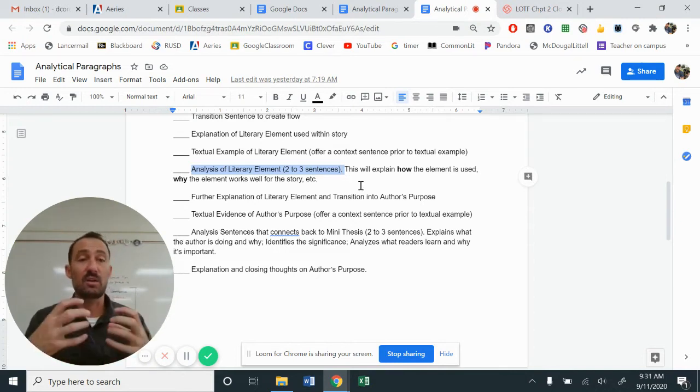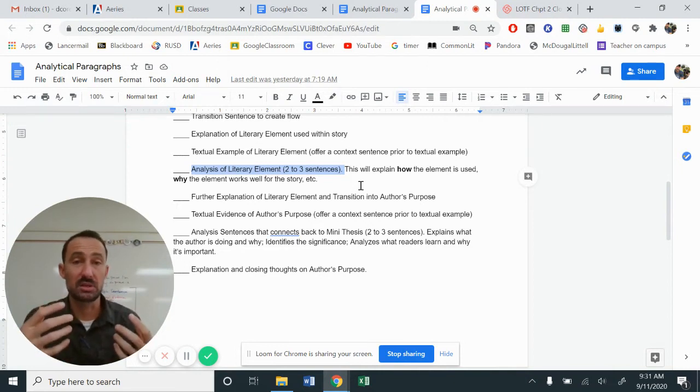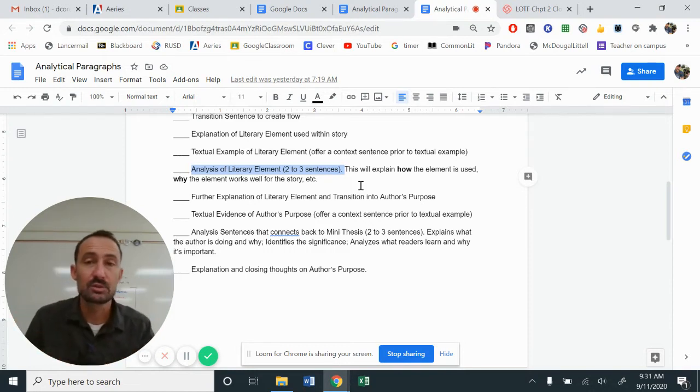Why is the personification of the fire important overall? What is it that we are trying to understand? Why does John Steinbeck use foreshadowing? Why does William Golding use personification to describe a fire? So you explain how and why the element is used. Usually this is about 2 to 3 sentences, and then further explanation of the literary element, and then transition into the author's purpose.